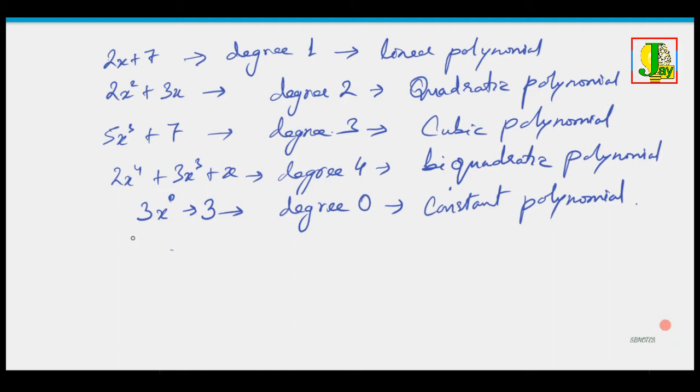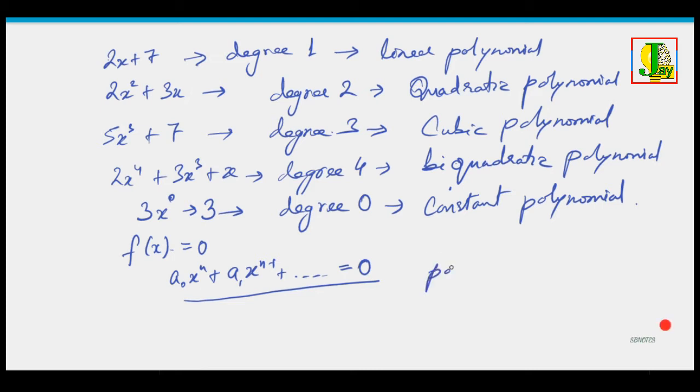And if we equate f(x) to 0, like if I say f(x) equals 0, that means the polynomial equals 0. When we equate it to 0, say a0 x power n plus a1 x power n minus 1, like that. If the polynomial is expressed like this, then this is no more a polynomial, this becomes an equation. So this is a polynomial equation.